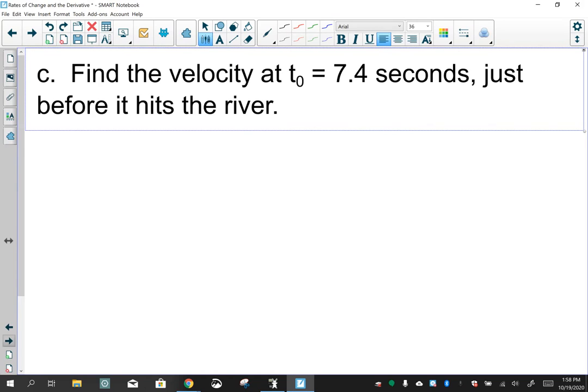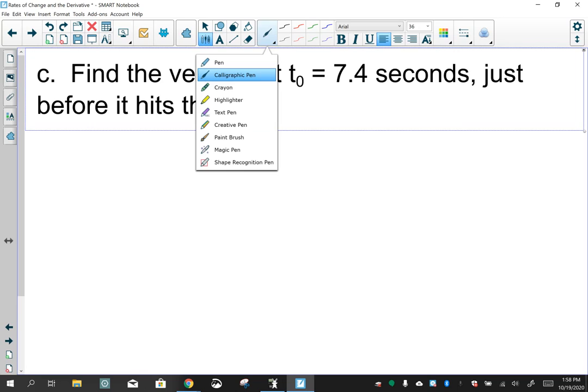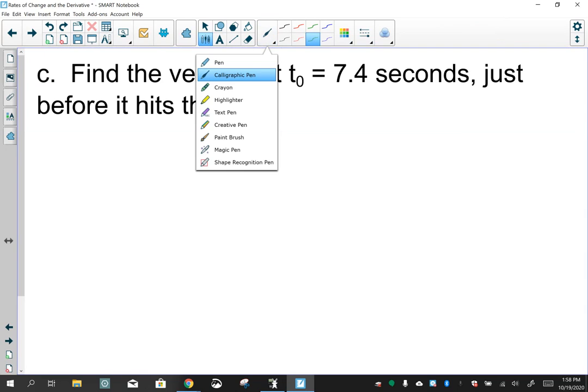Next part. I'm going to give you a few seconds to answer this question on your own, and make sure you answer your question with a final sentence. Okay, so go ahead and hit your pause button now.